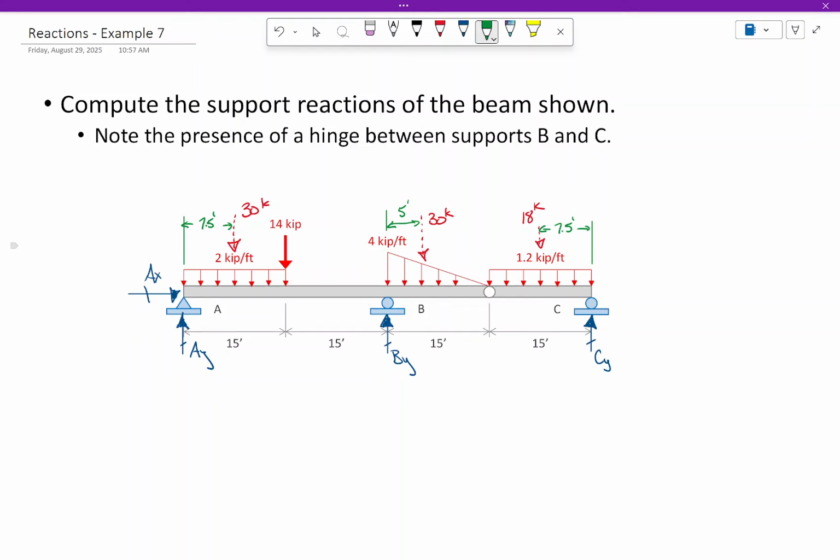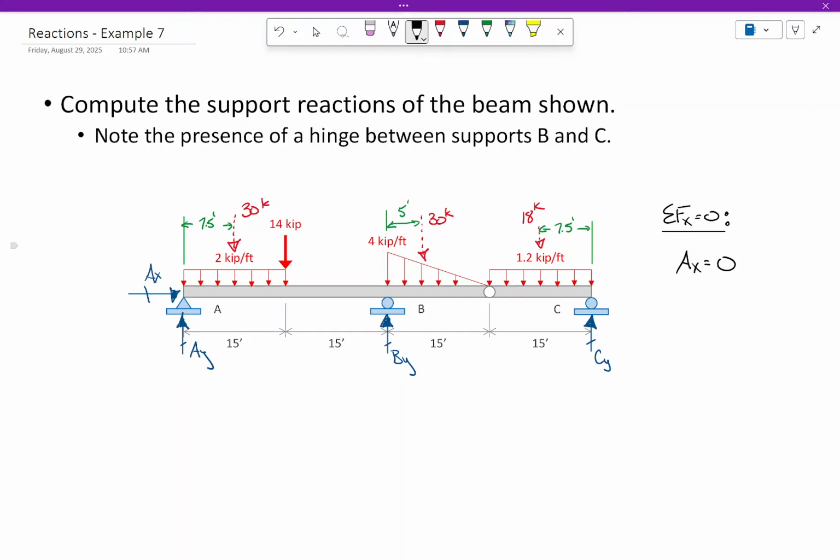Okay. So first off, anybody see a reaction that's really easy to figure out? Sum of the forces in the x direction. There we go. So if we sum forces in the x direction, we know that AX is 0. So good, we've got one. That one's pretty straightforward. Okay. So there's that.